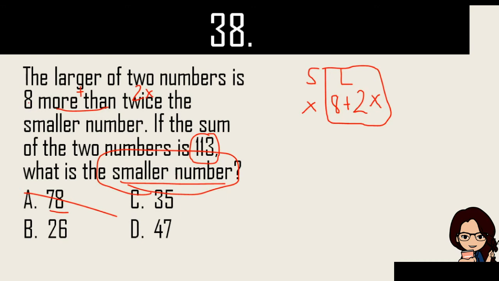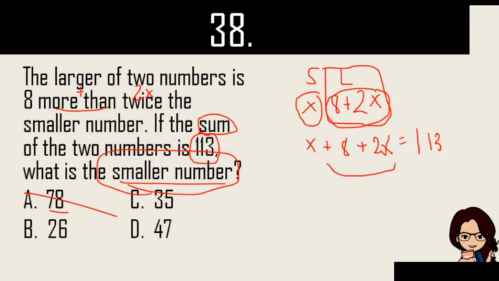Okay? So, pag binasa mo to, 8 more than twice the smaller number, that is basically 8 plus 2x. Tapos meron tayong clue dito na if the sum of the two numbers. Kung ito yung isang number, ito yung isang number, ang sum nila is basically, idadagdag mo lang sila sa isa't isa. So, x plus 8 plus 2x is equal to 113. Okay? Combine like terms, 3x is equal to 113.